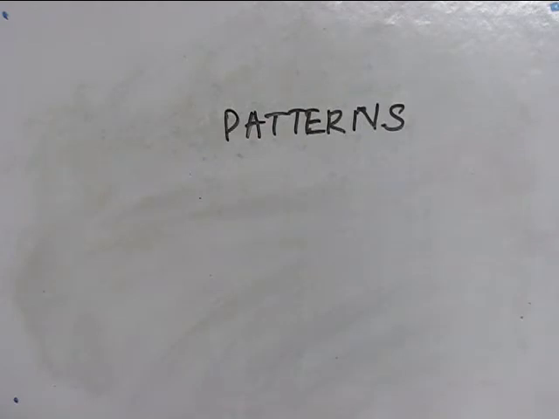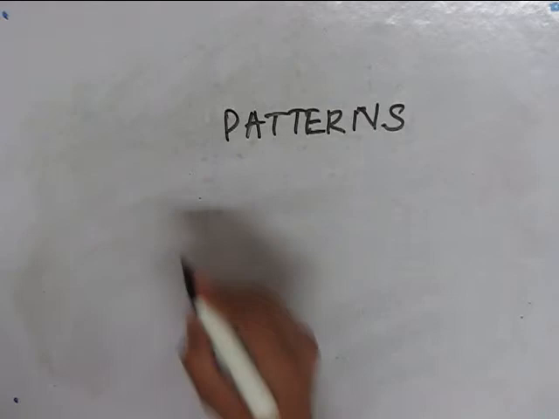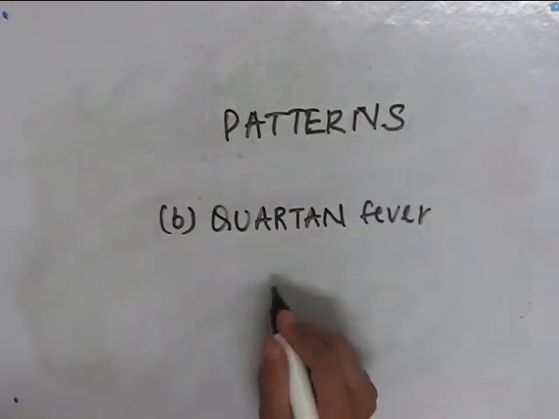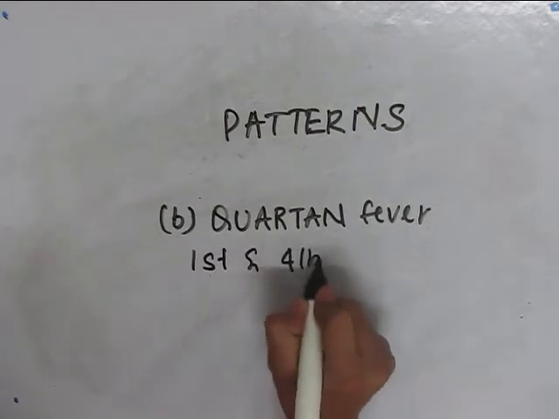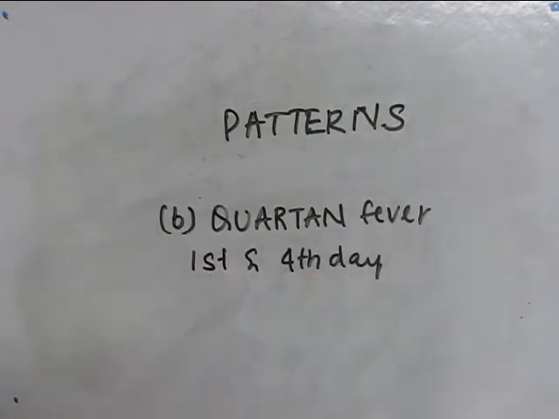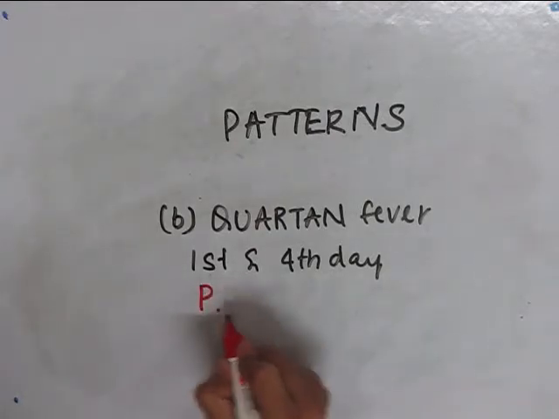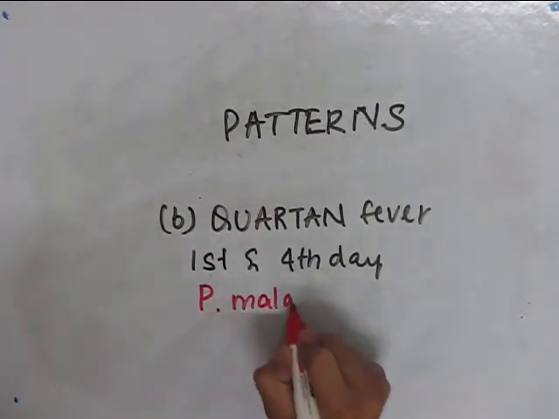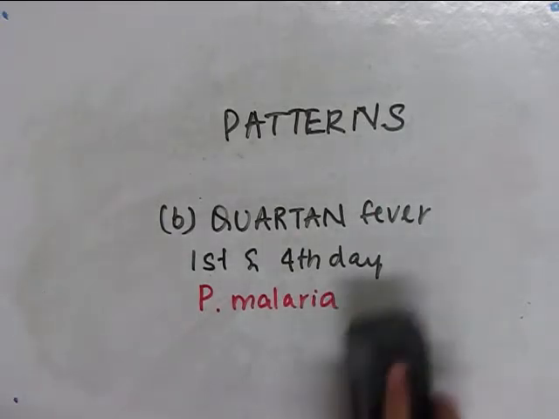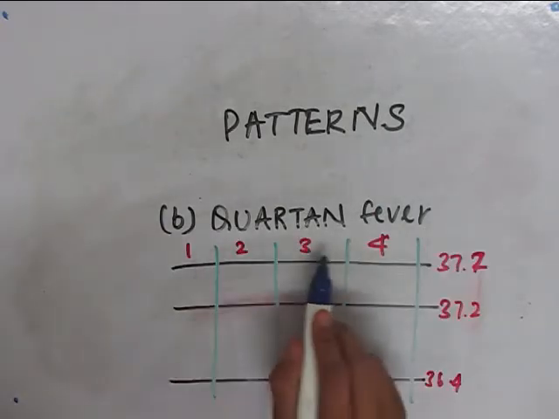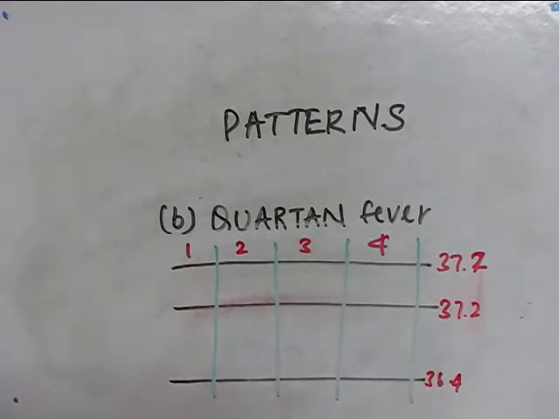So, the next type under relapsing fever is quartan fever. As the name suggests, it is present on the first and the fourth day. It is usually seen in the infection of Plasmodium malariae. I'll show you how the graph of this looks. If this is the first, second, third and the fourth day, as I already told you, the fever is present on the first day and the fourth day.